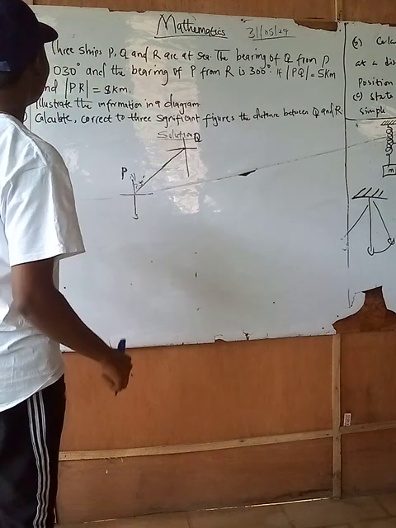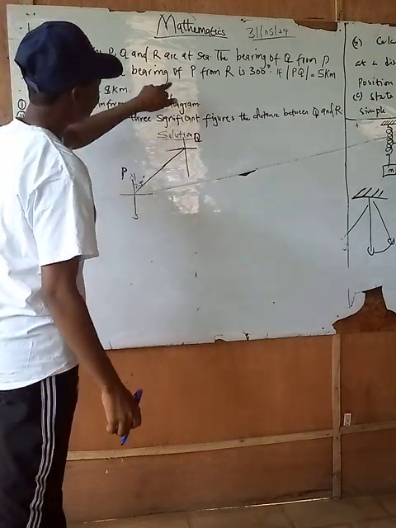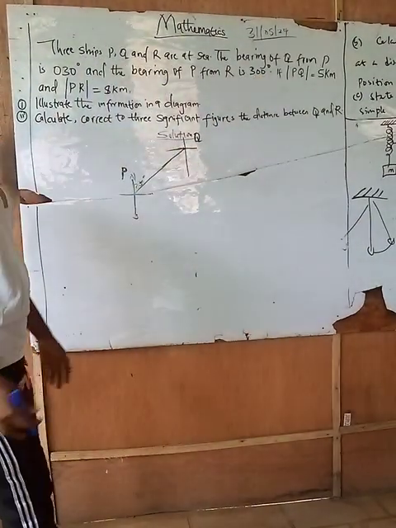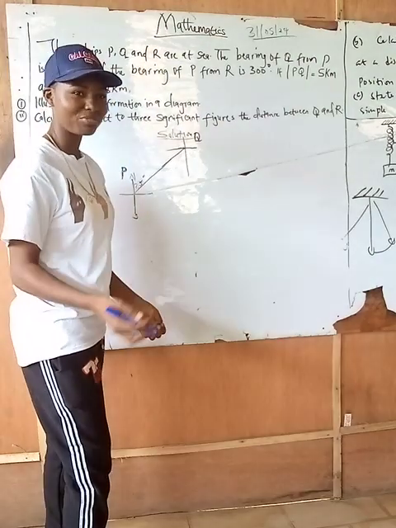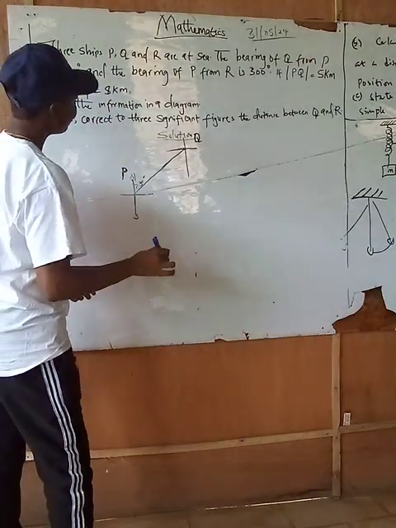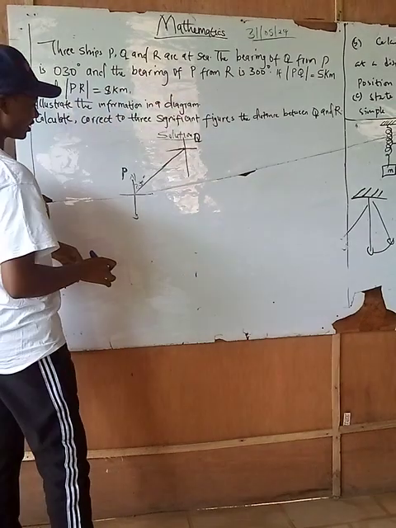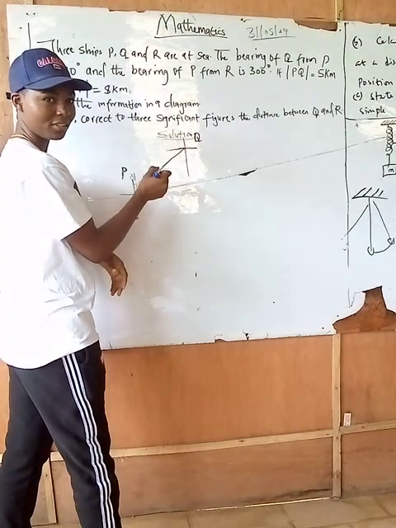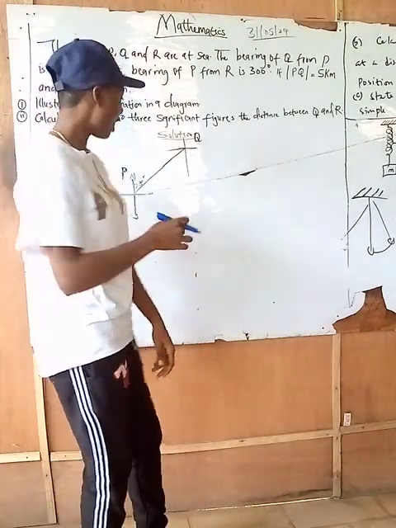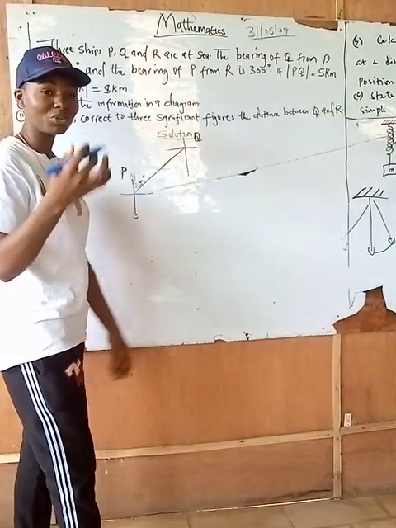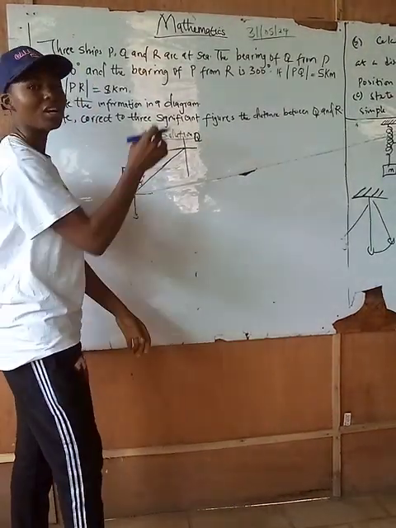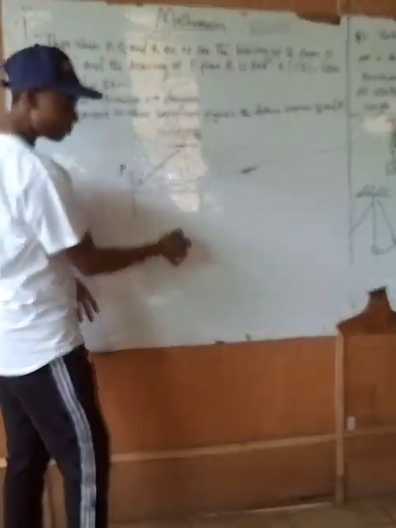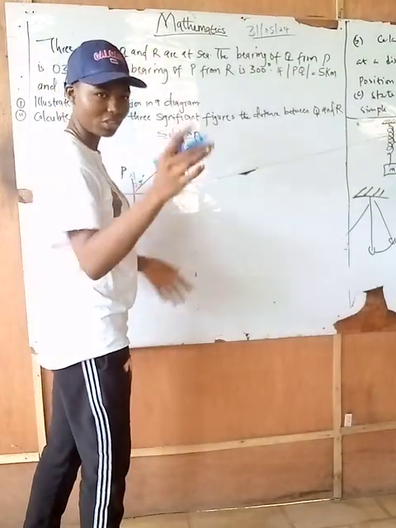Alright? Okay, now. And then it said the bearing of P from R is 300 degrees. Now we don't know where our R is from. We have gotten our P, we have gotten our Q. We want to get our R. But we don't know whether we should go up or we should come down. That is what I want to tell you. I'm trying to explain how you can get your R.